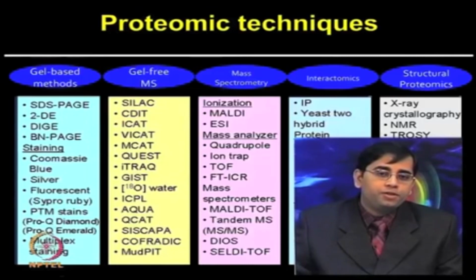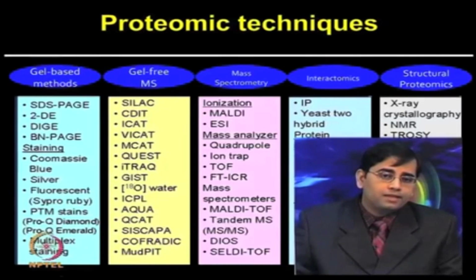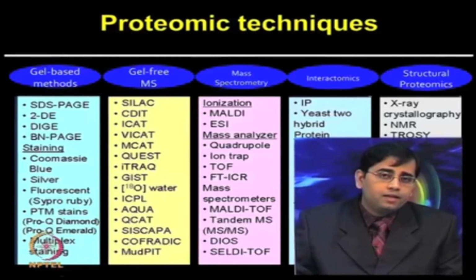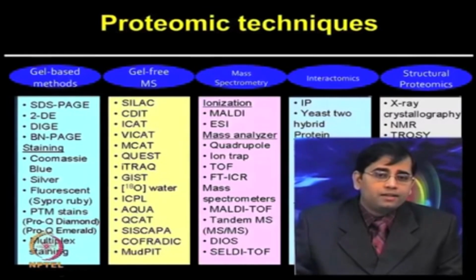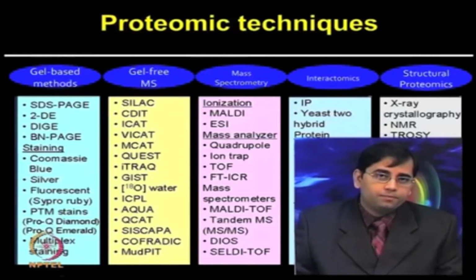As I have shown with some abbreviations in this slide, broadly different types of gel based proteomics such as sodium dodecyl sulfate polyacrylamide gel electrophoresis, SDS-PAGE, two-dimensional electrophoresis 2DE, difference gel electrophoresis DIGE, blue native PAGE, as well as different types of staining methods such as Coomassie, silver, fluorescent dyes and phosphostains such as Pro-Q Diamond and multiplex staining methods. All these can be grouped under gel based methods.